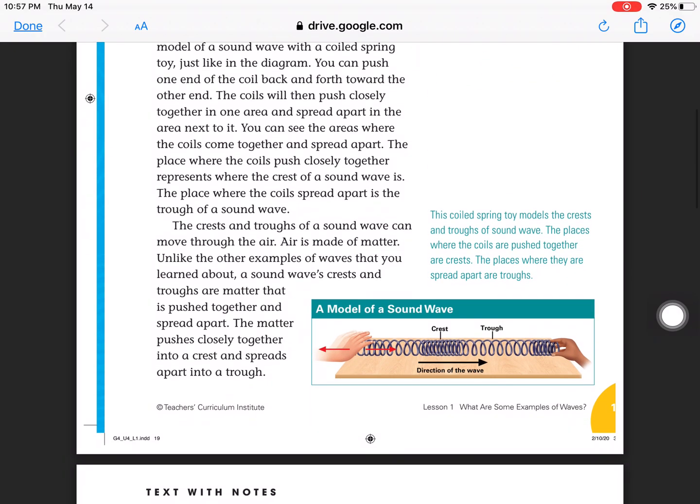Then looking at the model of a sound wave down here, they're using the coiled toy like a slinky, and it says this coiled spring toy models the crests and troughs of a sound wave. The places where the coils are pushed together are crests. The places where they are spread apart are troughs, because remember the air is more pushed together here at the crests, and here at the trough, they're spread apart. And then here's a crest, and over here's a trough, and you can tell because the coils have more space between them, but the direction of the wave is going this way. So you make the sound here, and it travels down.